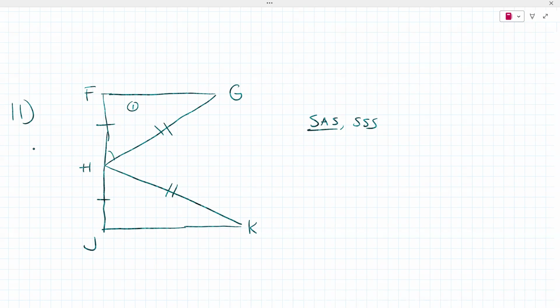These two angles are not congruent. They look like vertical angles, but they're not. So we have no congruent angles, so it's going to be no. Not congruent.